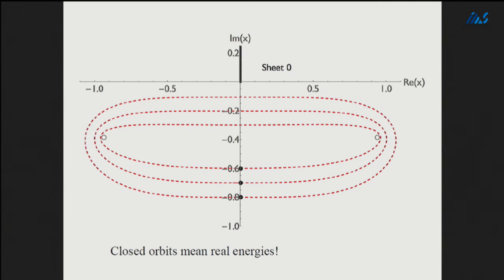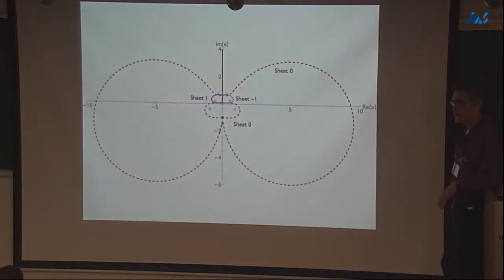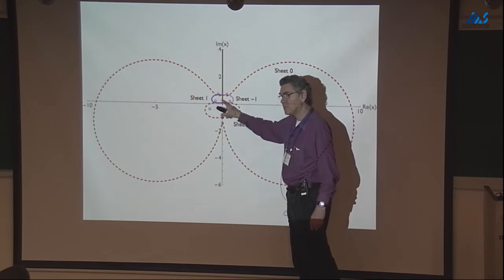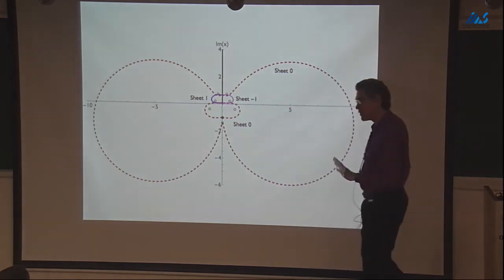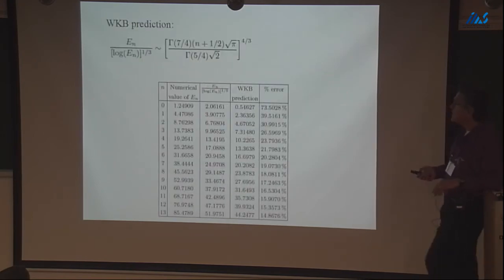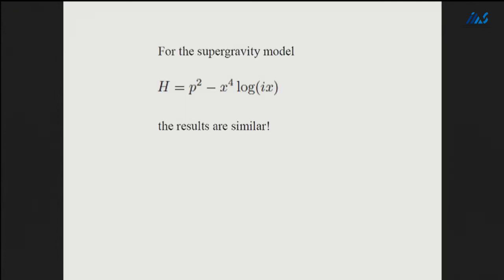Okay? So the question is, what happens if a trajectory should happen to hit this branch cut? And now this is what happens. It's quite beautiful. The trajectory crosses the branch cut, the logarithmic branch cut, visits 3 sheets of the logarithmic Riemann surface, but it is still closed. And so, in fact, this is the WKB calculation of the eigenvalues. And this is a table comparing the numerical eigenvalues with the WKB, and the approximation is very accurate.